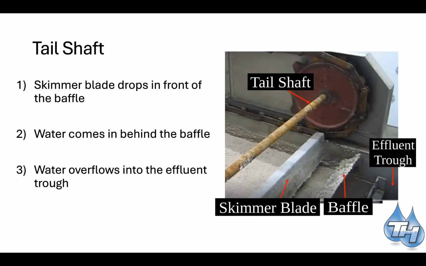And you see there's an effluent trough and a baffle. That skimmer blade is what's going to scrape those waste particles all the way down the system to the other end. And that's where it exits. And water overflows here in the effluent trough.